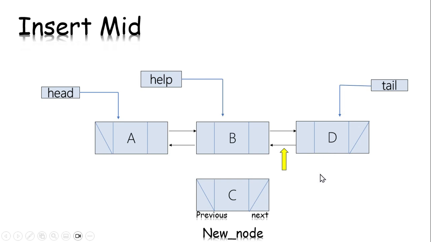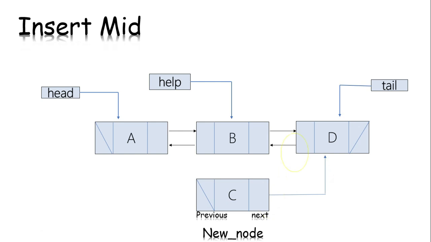To do so, we have to pay attention to the next pointer belonging to C here. We tell the new node.next to point to the help.next like this. Next, we pay attention to the help.next.previous, which is the previous of D, to point to the new node like this. And then now we pay attention to the pointer of the help. The help.next, instead of pointing to D, we tell it to point to the new node like this.